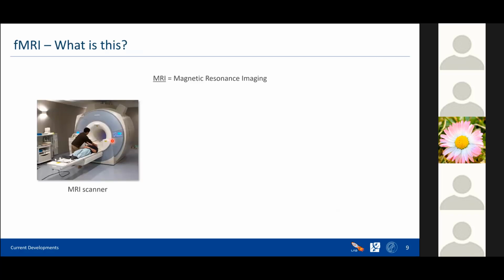So fMRI, maybe you know this machine from when you were in the hospital. This is an MRI scanner, and MRI stands for magnetic resonance imaging. So what you can do there is that you can look inside the body of something without opening it. That's very good for the doctor, but also for the person that you want to look inside.